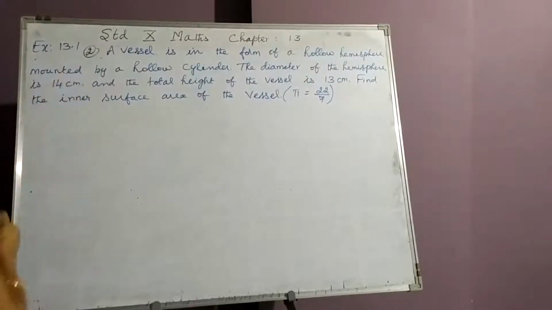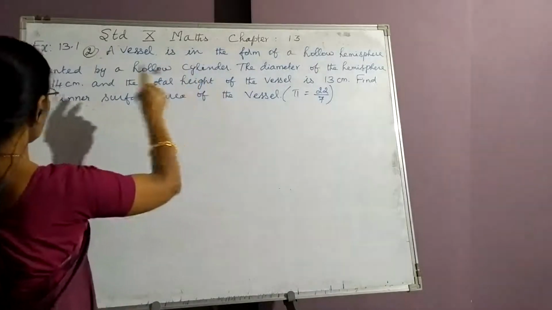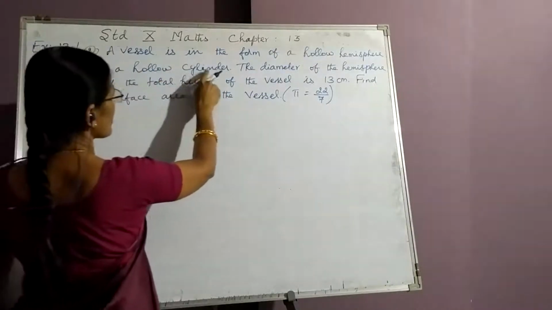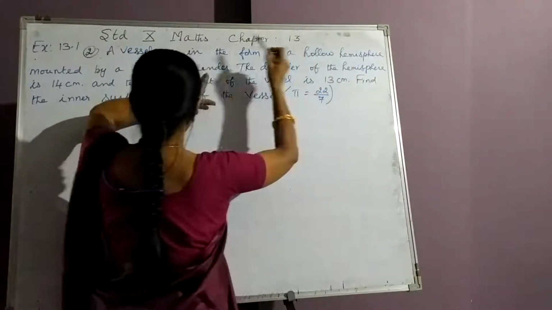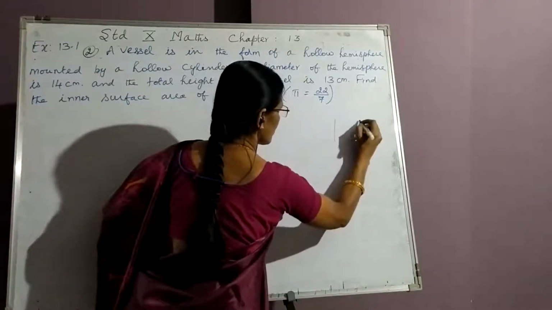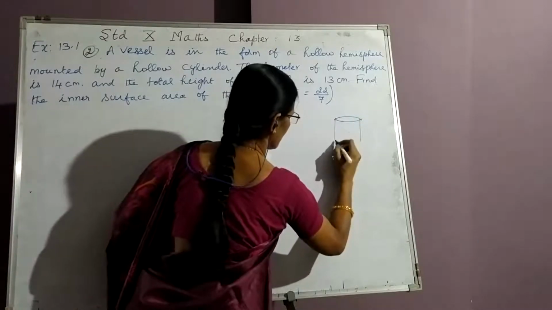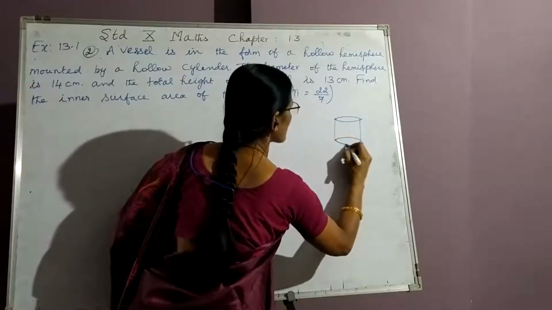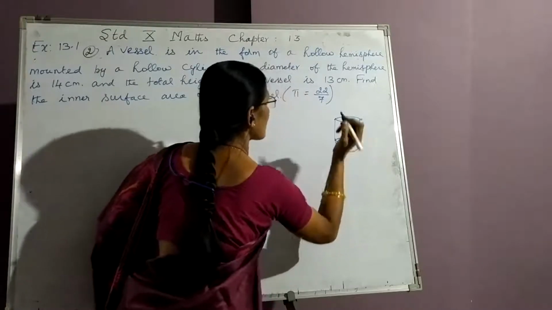Exercise 13.1, second question. A vessel is in the form of a hollow hemisphere mounted by a hollow cylinder. Here there are two solids. One is a hollow hemisphere and it is mounted by a hollow cylinder. So the top is a cylinder and the base is a hemisphere.